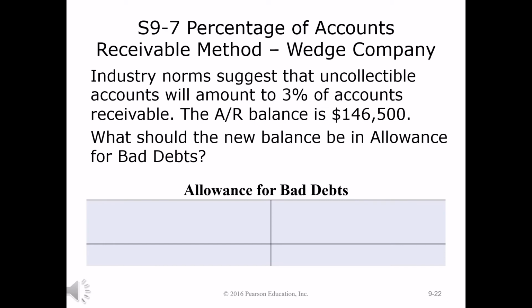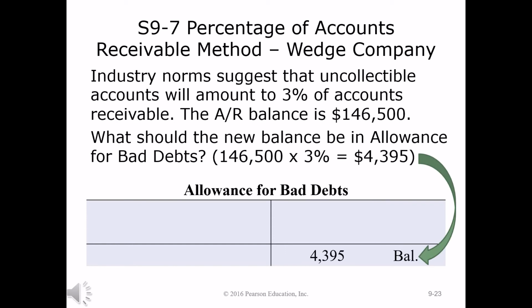We're going to take that accounts receivable balance of $146,500 and multiply it times the 3% industry norm to get our new balance in allowance for bad debts of $4,395. This won't be our journal entry. This is our desired ending balance. So we have to figure out what our balance is in the account first in order to know what our adjustment should be.